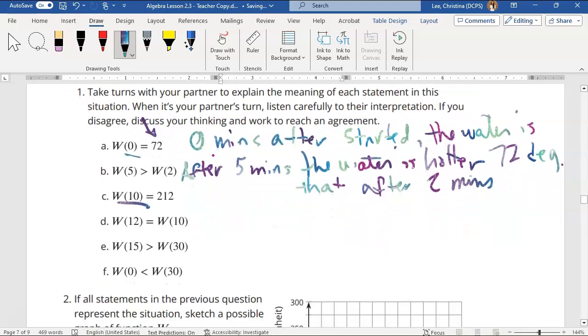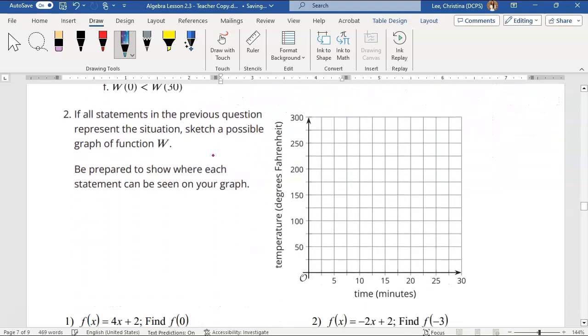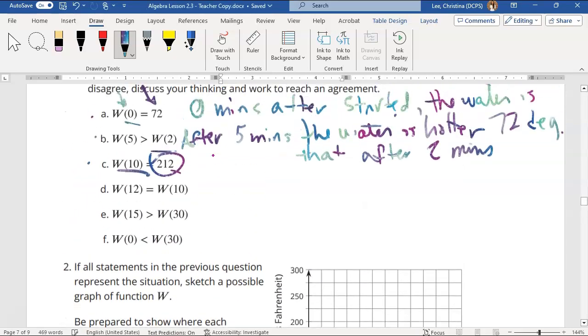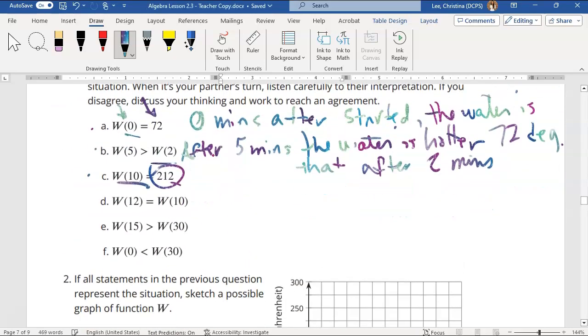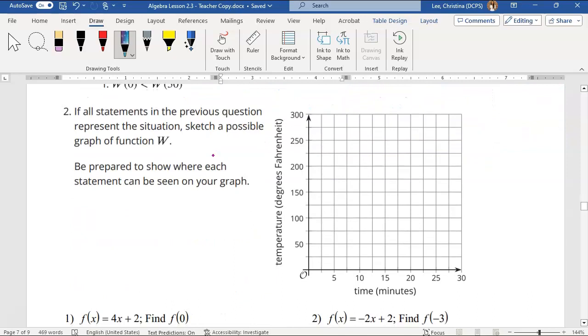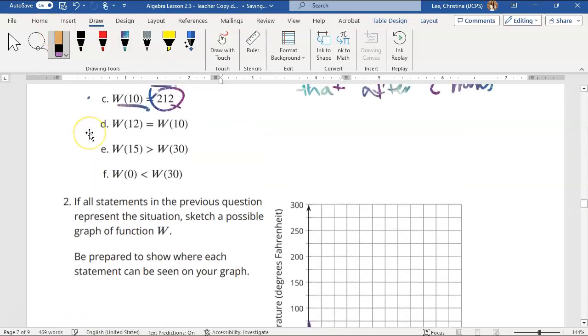So you're just writing a description for each of these based on the information you have, knowing that this is the time, and this is the output or the temperature. For number 2, it says if all the statements in the previous question represent the situation, sketch a possible graph of function W. Be prepared to show where your statement can be seen on the graph. So this is just showing me, for example, W of 0 equals 72. So at 0, it would be about here, just under the 75 mark. That would be one of our points.